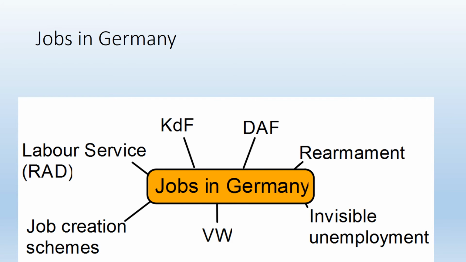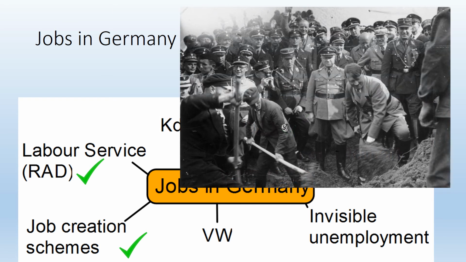So looking at the jobs in Germany, this is just a mind map. I'd encourage you to put this on paper, and these are the ways that Hitler would look to create some more work for people in Germany. So the first we're going to look at is the job creation schemes, the RAD, and the DAF. Now we've got a picture. Again, this is a staged photo for a newspaper. We've got loads of leading Nazis in the background.